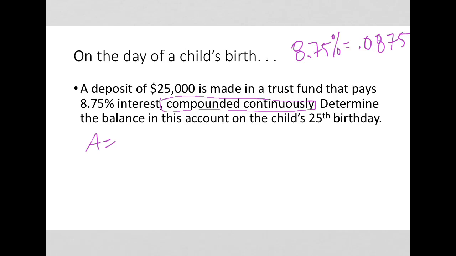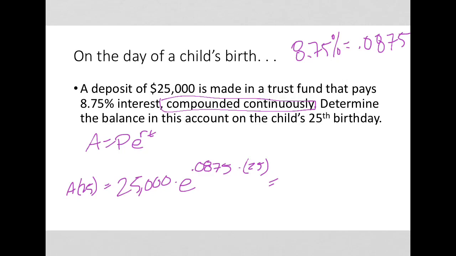So the amount in the account will equal the initial investment, the principal amount, times e to the power of our rate times time. And we want to know the amount after 25 years, so on the 25th birthday, which is going to be the principal investment of $25,000 times e to the power of our rate, which is 0.0875, times time, which is 25 years. And we're going to crunch those numbers and get, after 25 years, that child will have $222,822.57.